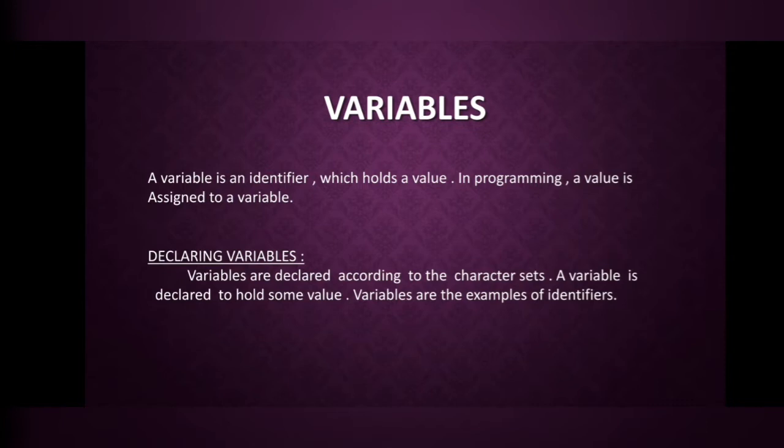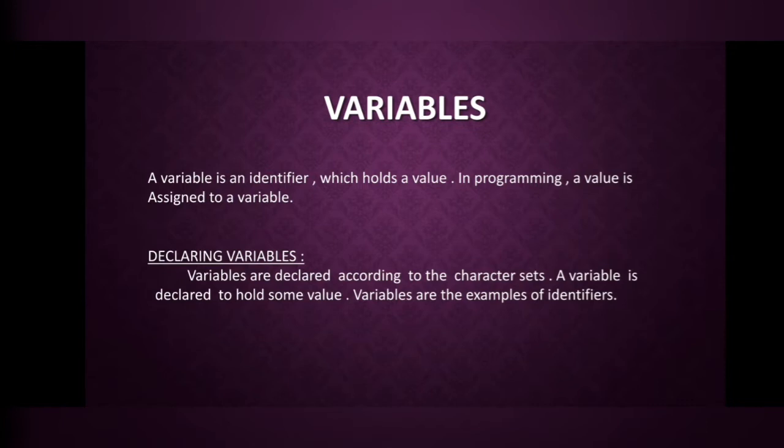In this video, I will explain about variables, expressions and a print statement. First, we are going to see about variables. A variable is an identifier which holds a value. In programming, a value is assigned to a variable. Variables hold different kinds of data and some variables might hold different values during the execution of a program.